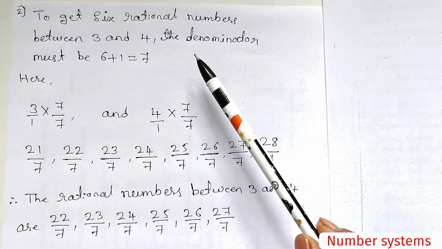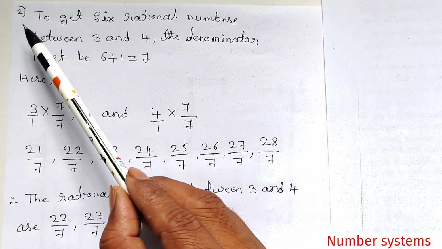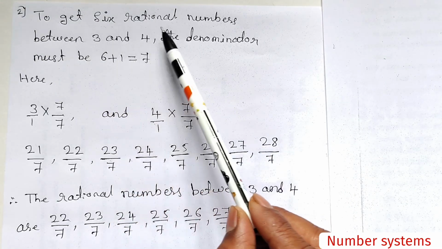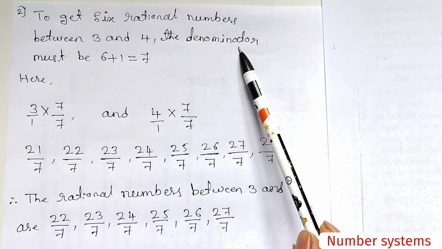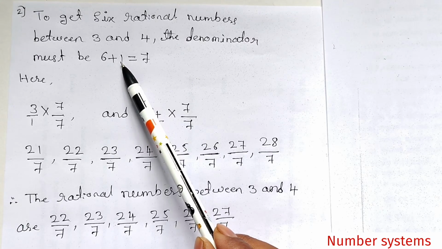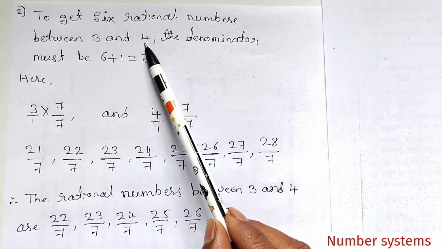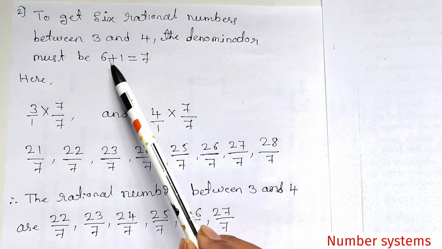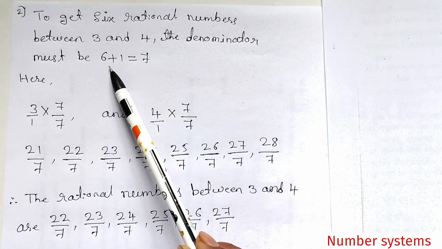Dear students, we can get the 6 rational numbers between 3 and 4. Solution: to get 6 rational numbers between 3 and 4, the denominator must be 6 plus 1. They ask for 6 rational numbers between 3 and 4, that's why I am adding 1 to 6, that is 6 plus 1.